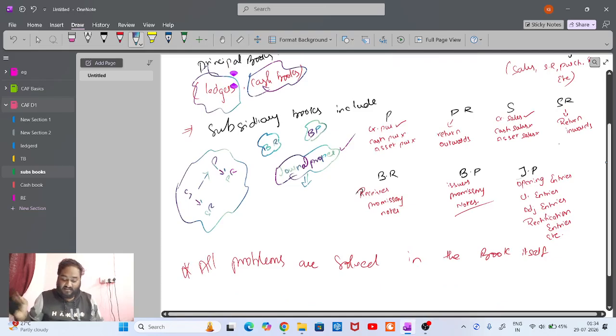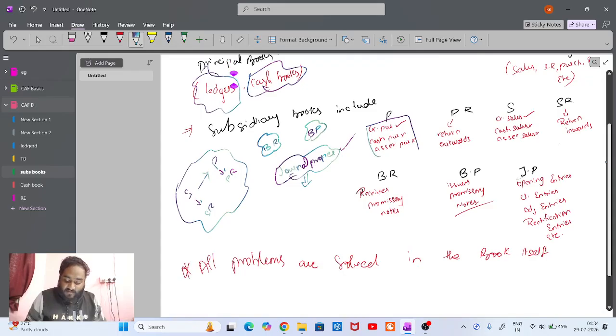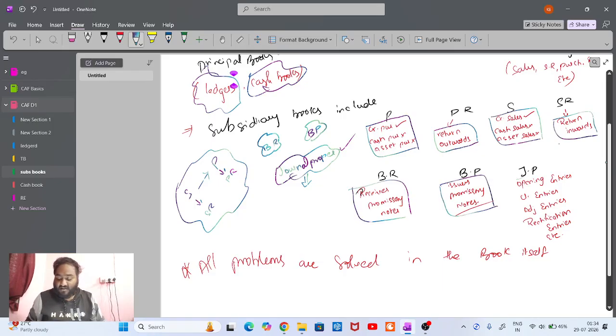So these are the attributes of each book. You can just read the theory or you can understand the logic from here itself. Just keep writing this, okay? If I'm too fast or skipping, please pause the video and note these points.